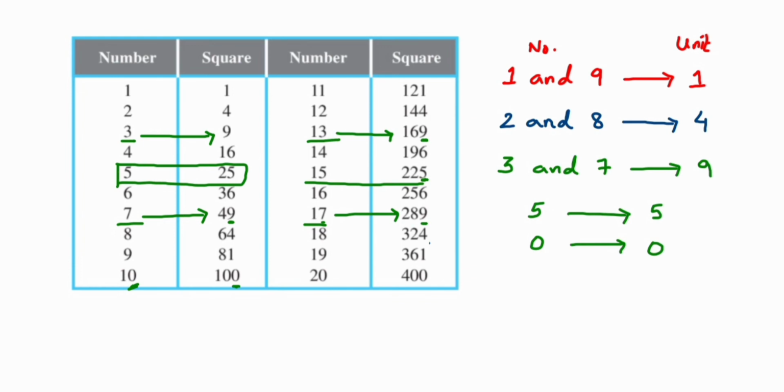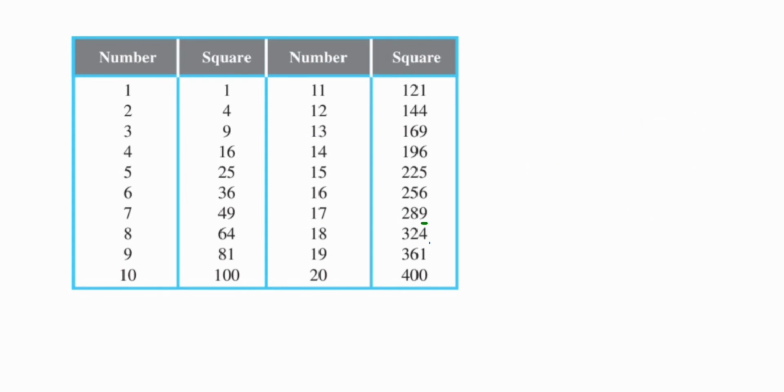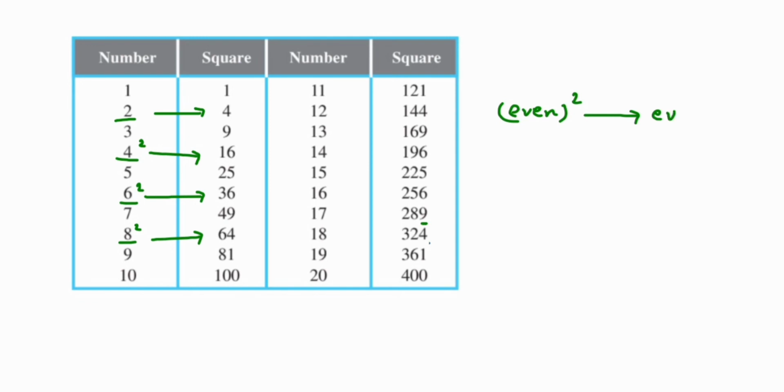Now let us see one more observation here. If I take a square of an even number, let us take from this table itself, like 4. 4 square is 16. 6 square is 36. 8 square is 64. 2 square is 4. Like that, if you take a square of an even number, I always get an even number. So the square of an even number is always an even number.